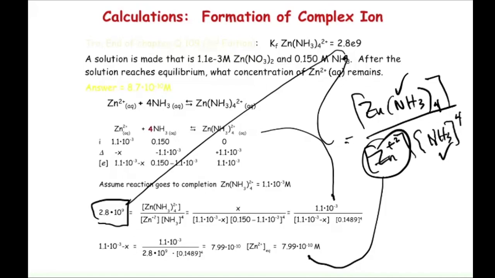And if you take this number, 7.99 times 10 to the minus 10, plug it in here, 0.1489, and raise that to the fourth power, and 1.1 times 10 to the minus 3, and you solve that, you should get very close to 2.8 times 10 to the ninth.